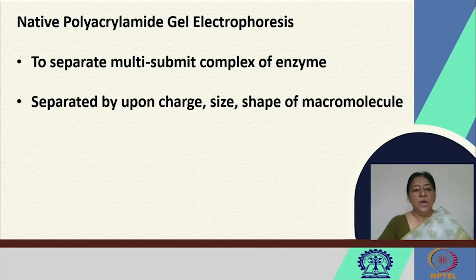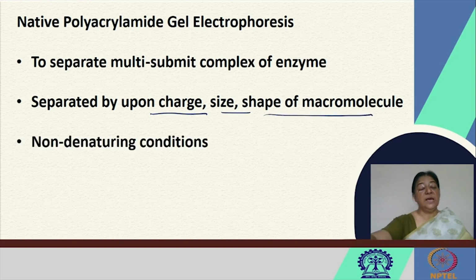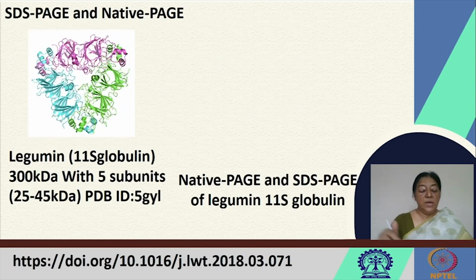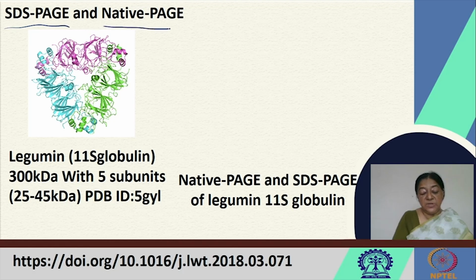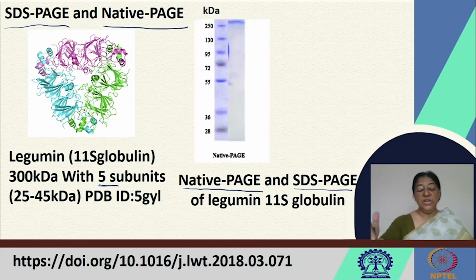So, to separate the multi-subunit complex of the enzyme, we separate them based on charge, size, and the shape of the molecule. In this case, we can do that using non-denaturing conditions. These non-denaturing conditions result from the fact that we are not adding SDS to this particular gel. So when we are looking at SDS PAGE versus native PAGE, and we have 5 subunits belonging to this particular protein, we run a native PAGE, that is without SDS, and one with SDS.